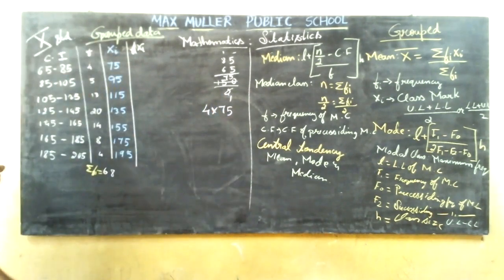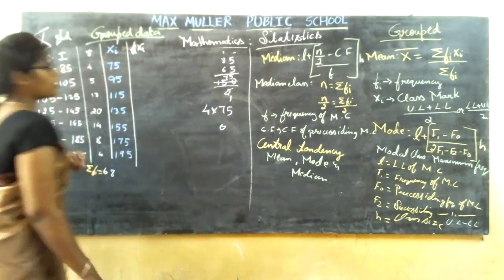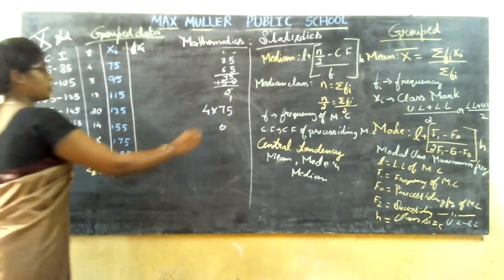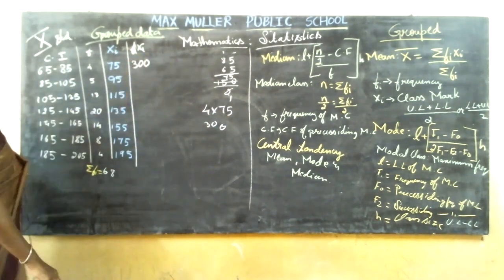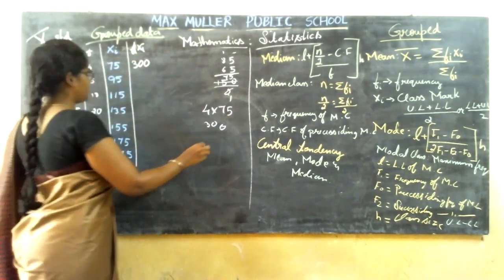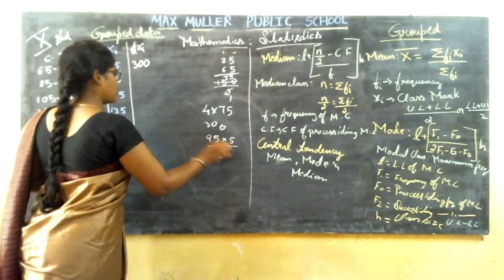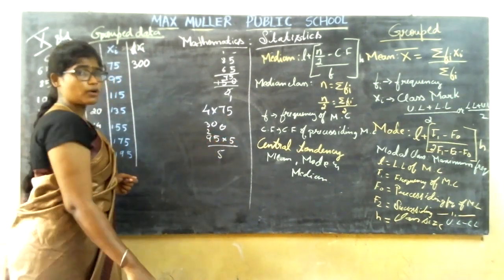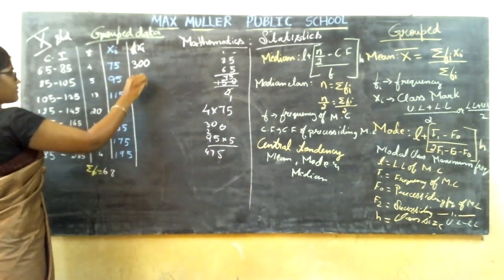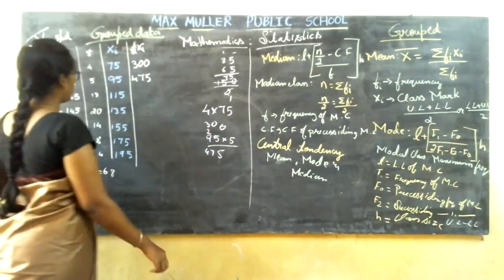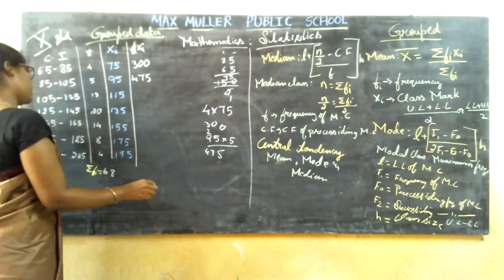Four into 75. 4 into 75 is how much? 4 5s are 20, 2 carry. 4 7s are 28 plus 2 is 30. That is 300. Correct? Then what is 5 and 95? 5 5s are 25, 2 carry. 5 9s are 45 plus 2 is 47. So 475.